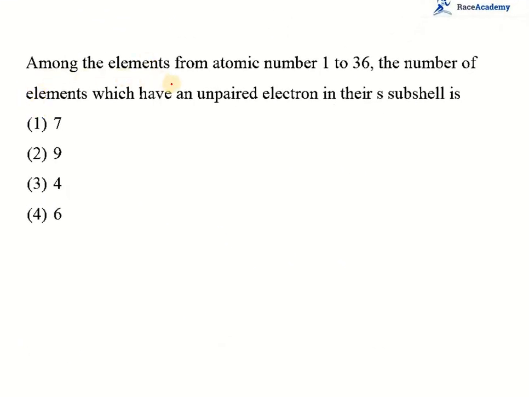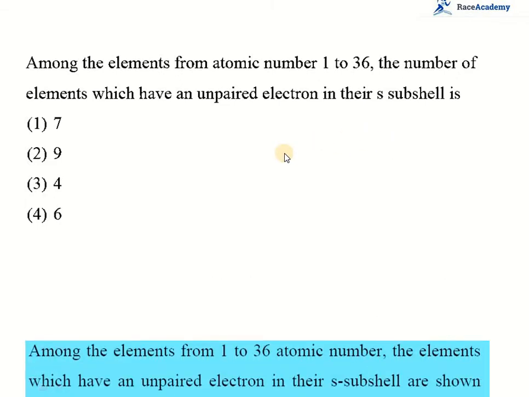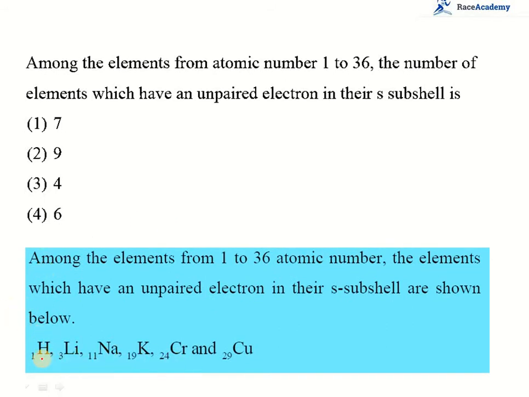Next, among the elements from atomic number 1 to 36, the number of elements which have an unpaired electron in their s subshell: hydrogen, lithium, sodium, and also chromium, copper, potassium. If you consider all these, a total of 6 came. That means the total number of elements from atomic number 1 to 36 having an unpaired electron in the s subshell is 6.